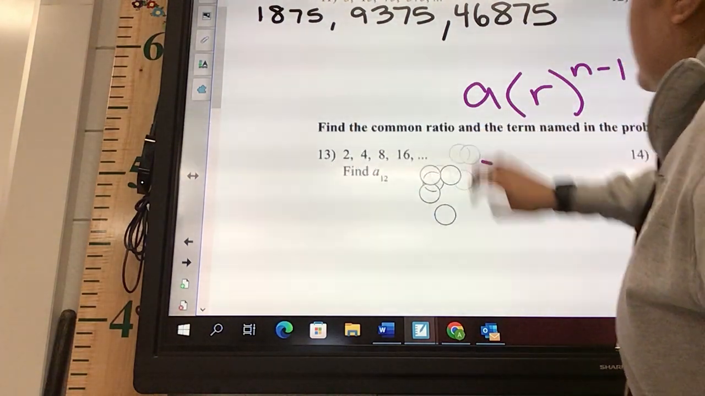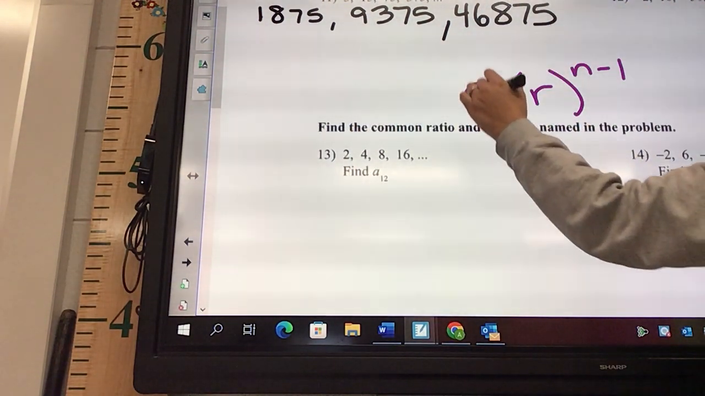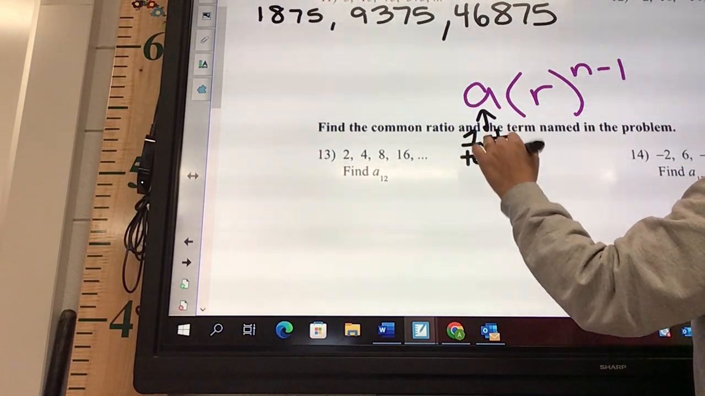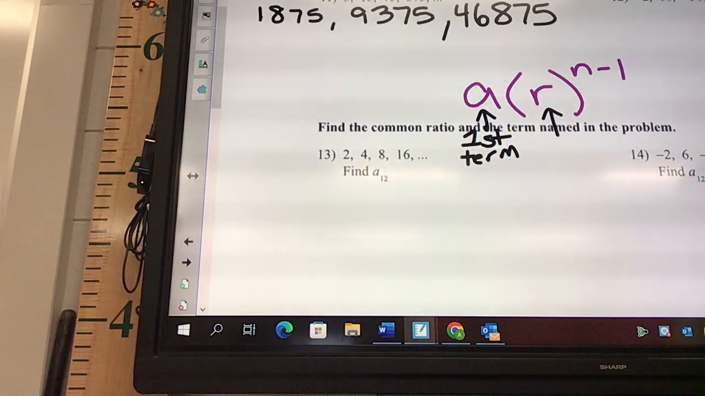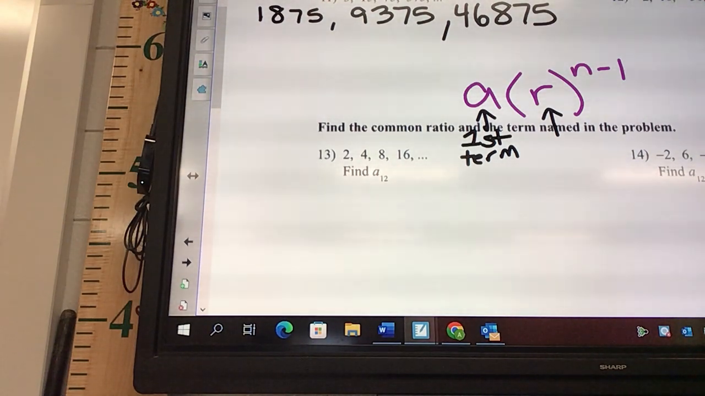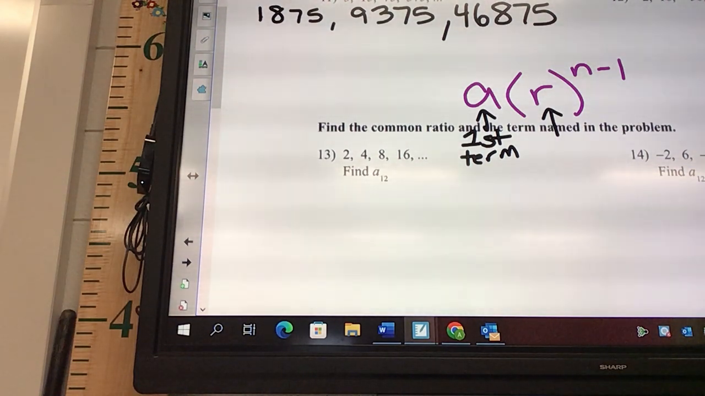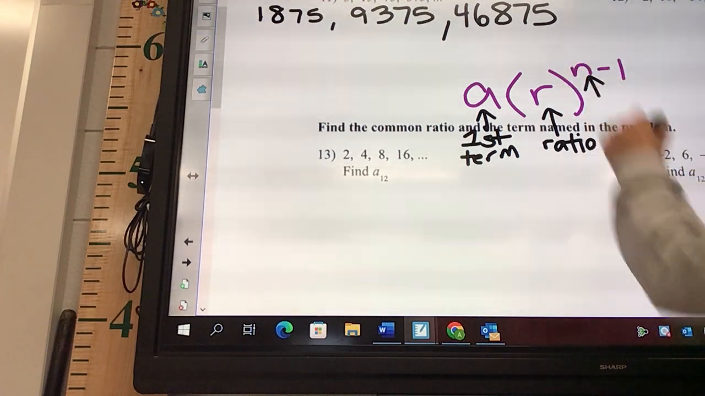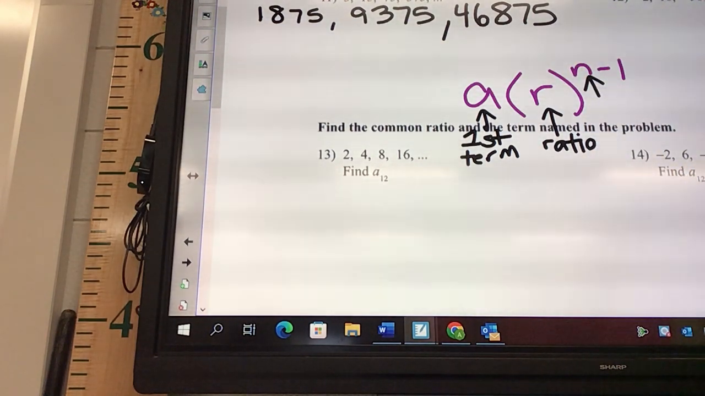And it's not bad. You just type it in a calculator. The A stands for the first term. The R, what do you think the R stands for? What's the one vocab word we've been doing all week? The ratio. So this is the ratio. And then the N is whatever term they're telling you to find.